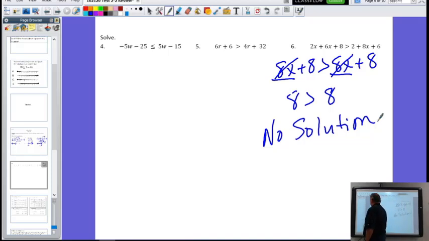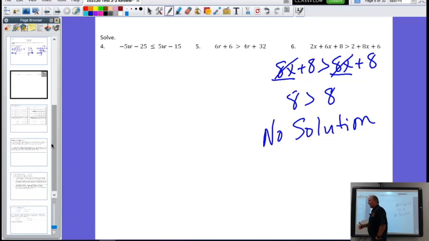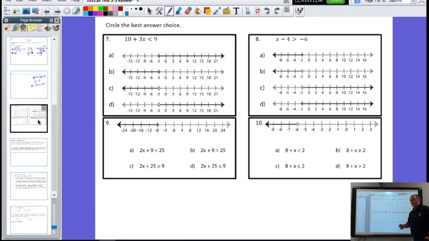Now the rest of these basically are just application style questions. We worked several of these in class, so I'm expecting you on 7 through 10 just to kind of work these with common sense. Okay, so on number 7, first thing I want you to do is look at the inequality. This one is just a less than symbol, so that means it's going to have an open circle. So that means A and B can go away because they've got closed circles there. So it can only be one of these two.